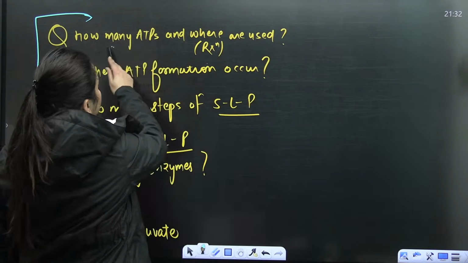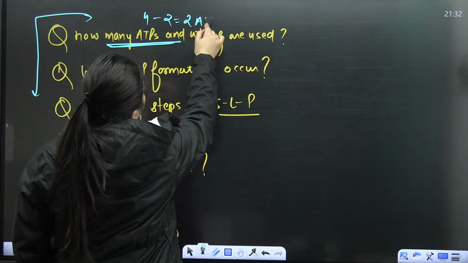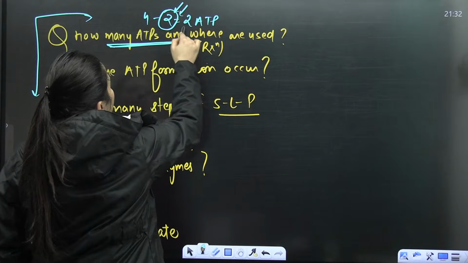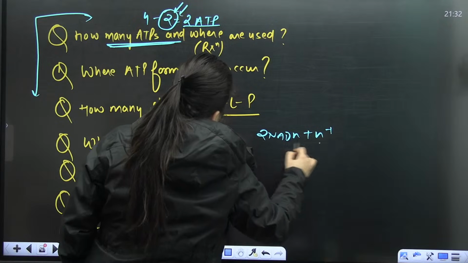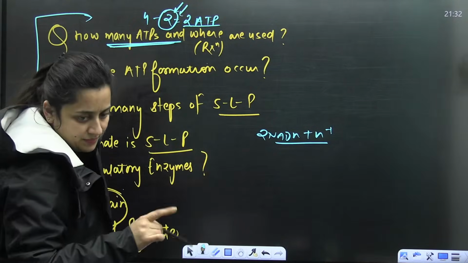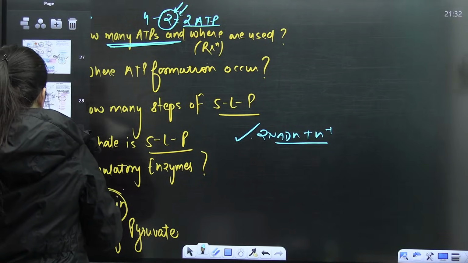How many ATPs are formed? Total 4, but we have to minus 2 as well, which we have used in the preparatory phase. And how many NADH2? 2 NADH2 are formed, right? So that is what you have to remember. And in the ETC, we will see what we will do with this NADH.